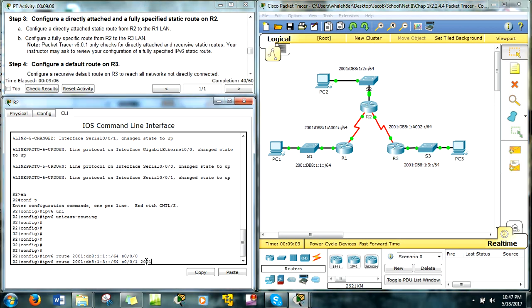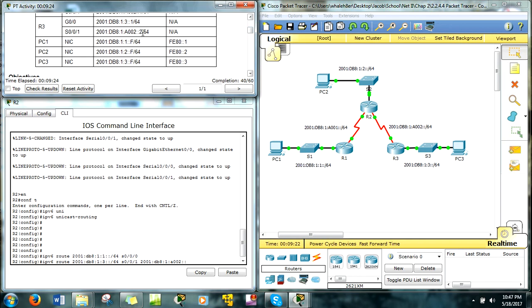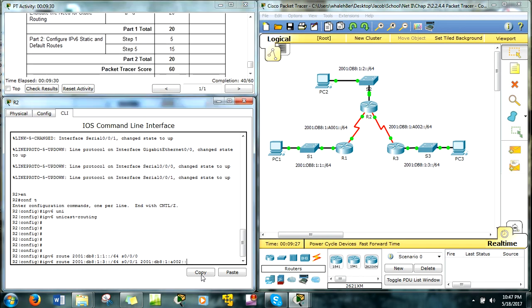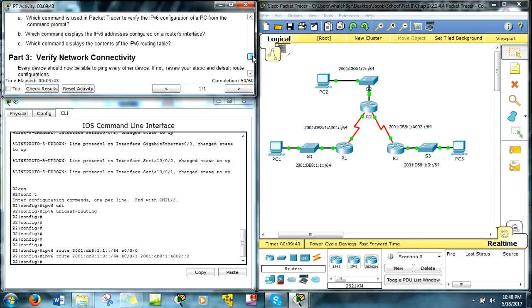So let's configure that. 2001 DB8 A002 ::/, and then what is the address of that one? It's the S001 for R3, and that's a ::2. That is a ::2. Enter. Awesome. We got it. Okay, what is left? What is left here?